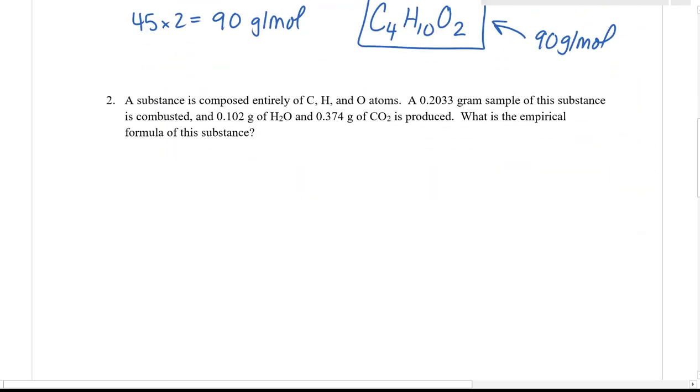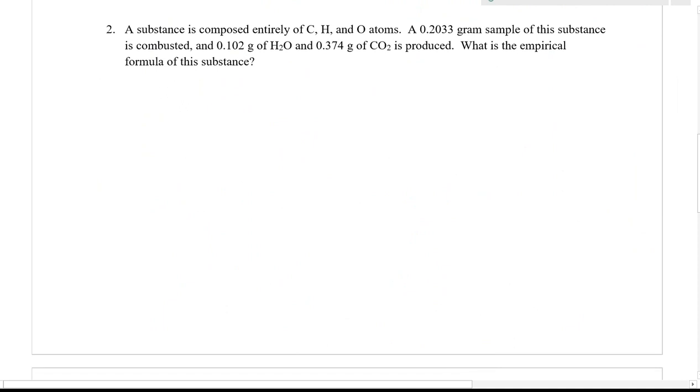Here's an example where we're going to find empirical formula starting from a different kind of data set. This is, instead of being given mass percents of hydrogen and carbon, you combust a sample and you're given mass of water and CO2. So let's write down what we're given. So we know if we combust a sample that is a hydrocarbon, you make 0.102 grams of water and 0.374 grams of CO2. And let's write down what we know.